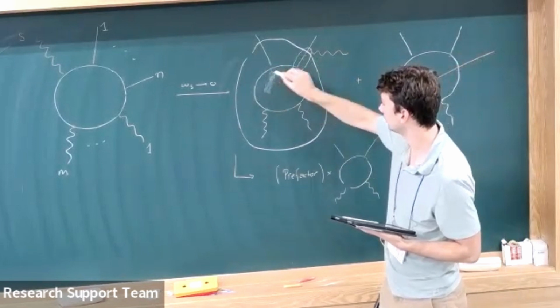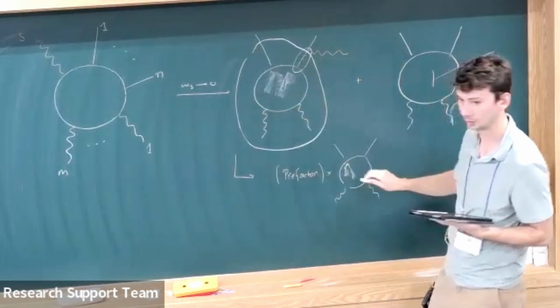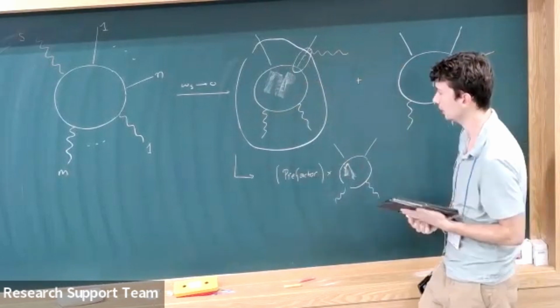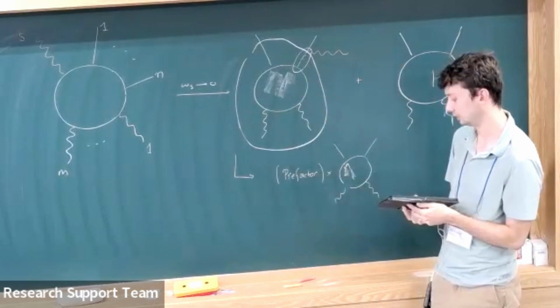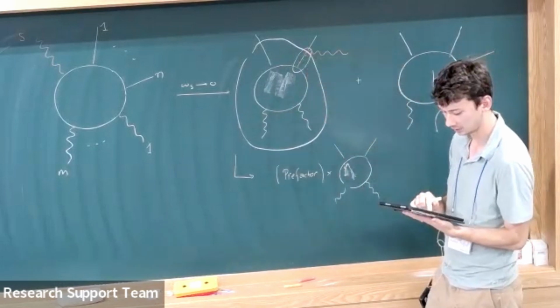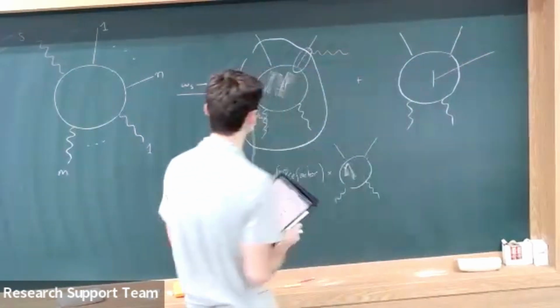And I claim that everything that's going on inside is the same. So if you have some loops inside of one, then it's the same diagram appearing over here. Okay, so to find the relationship between these two amplitudes, you just need to evaluate the propagator and the vertex. And this isn't difficult at all.